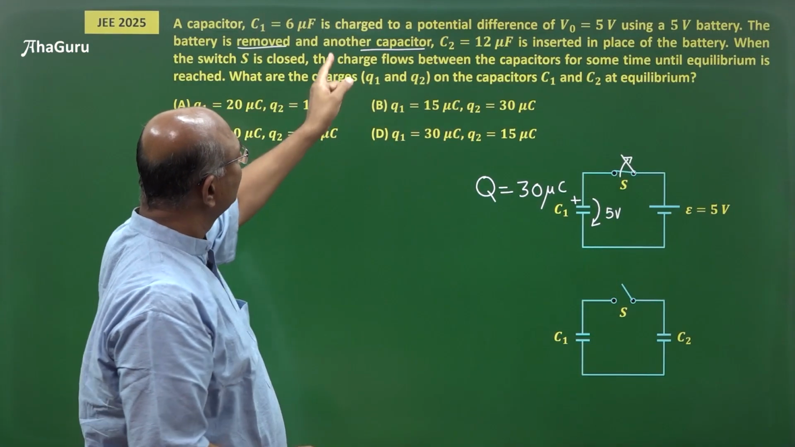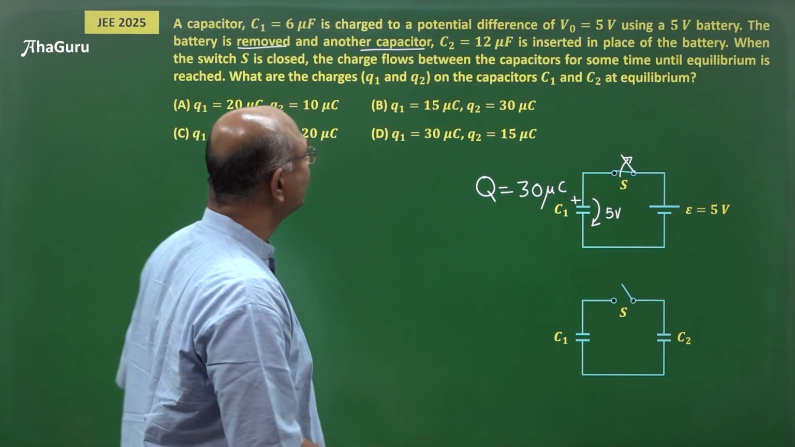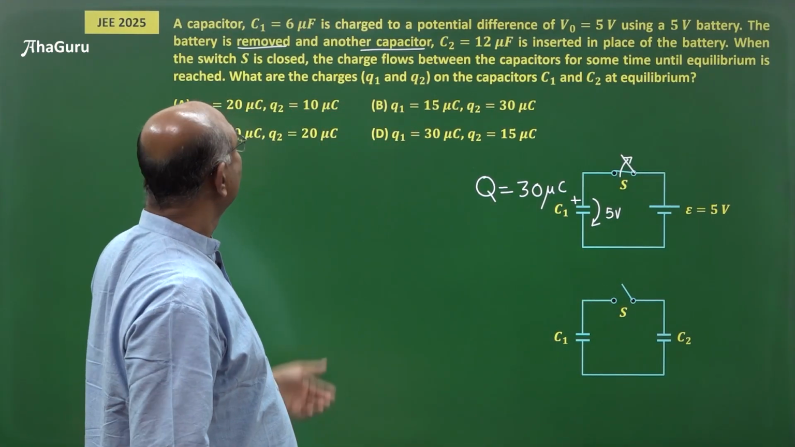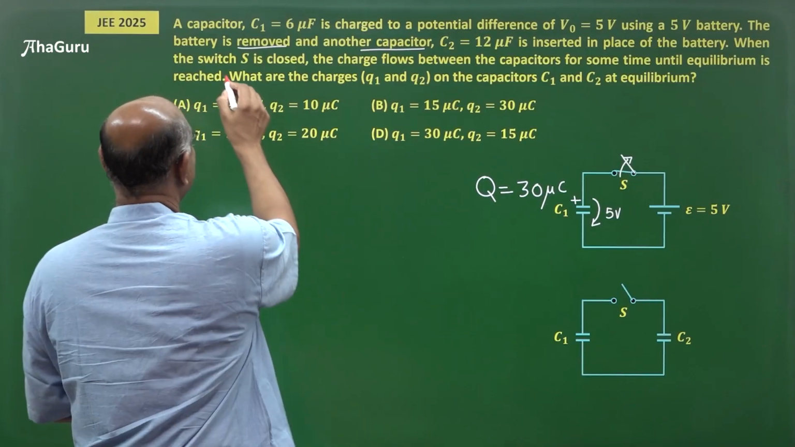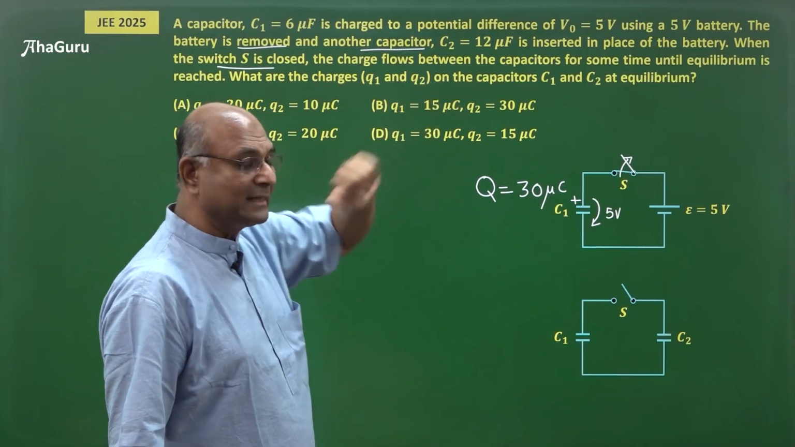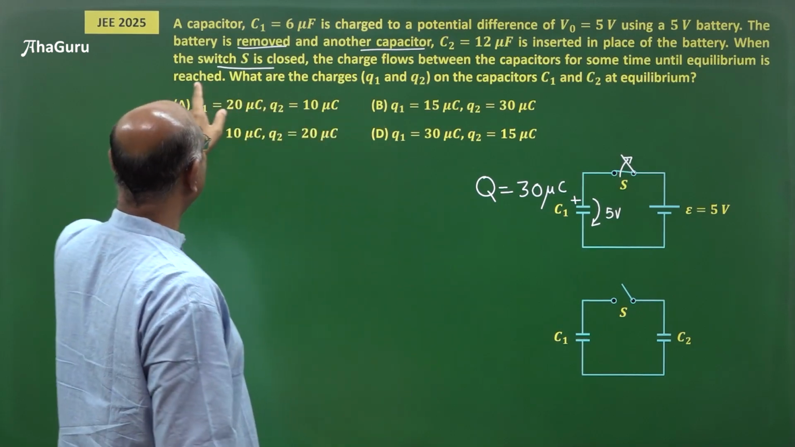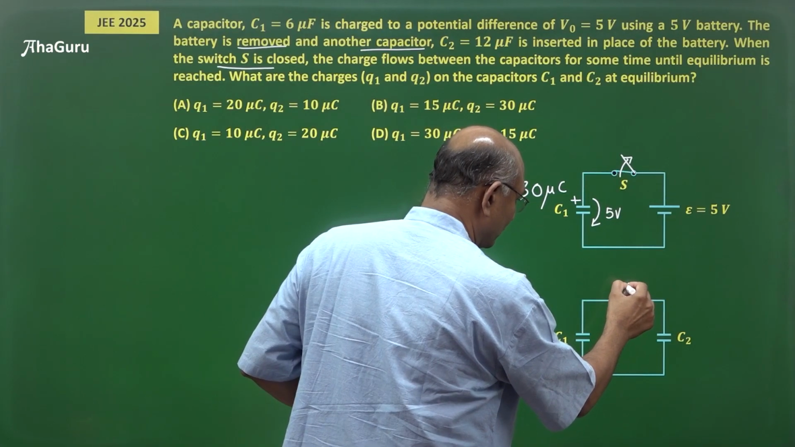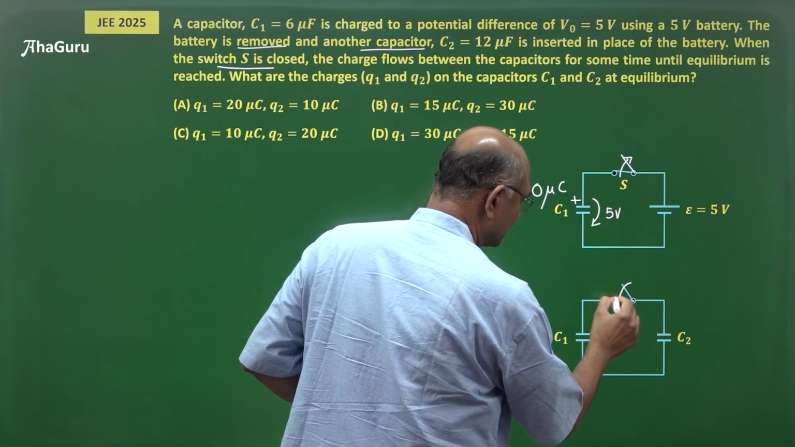And then what will happen? Once you have connected this, nothing will happen because the switch is still kept open. When the switch S is now closed, the charge flows between the capacitors for some time until you get equilibrium. So now what are we going to do? We are going to close this switch. So it's going to look like that.